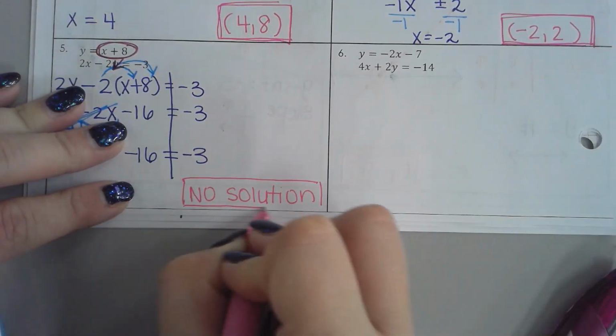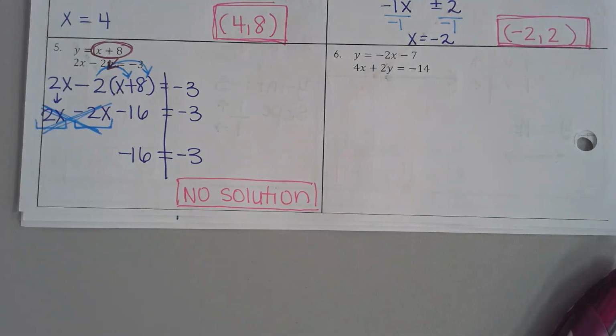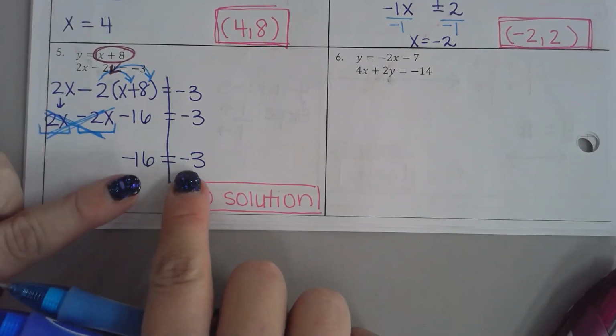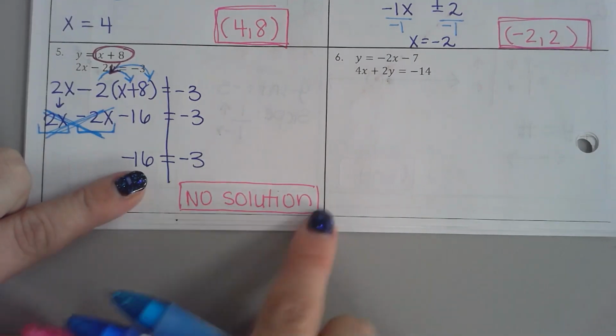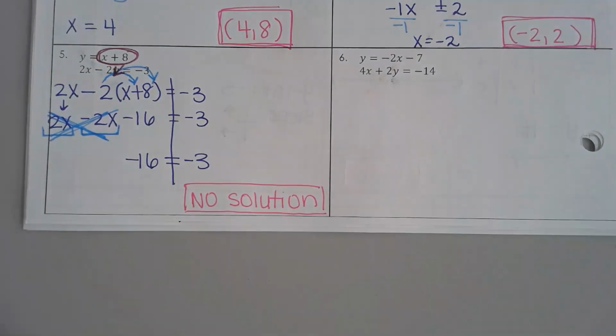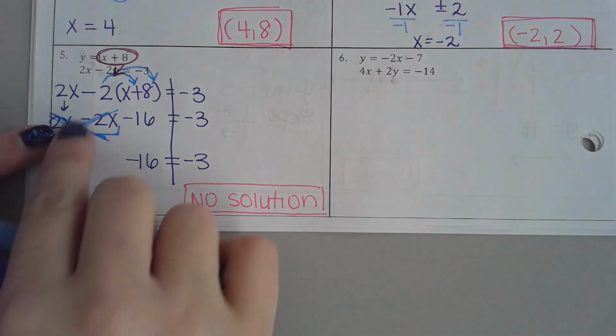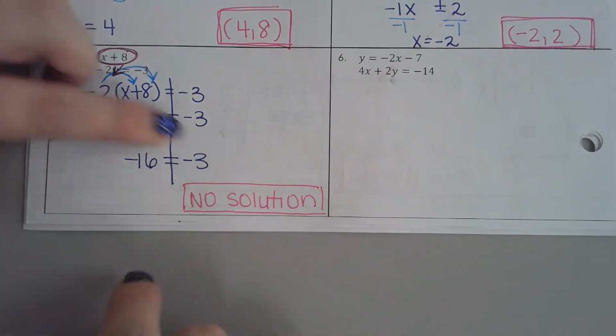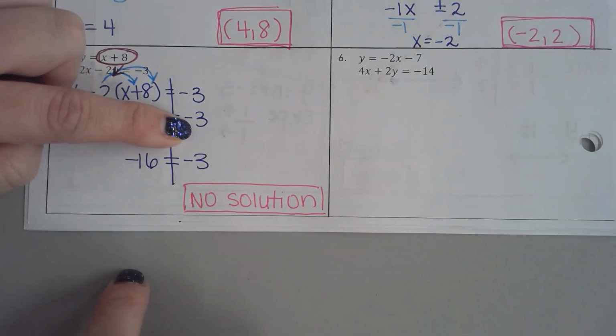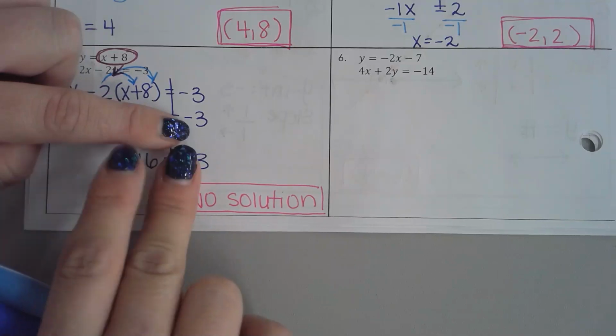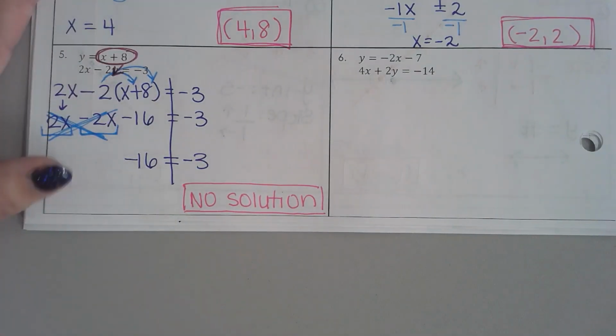So if all of your x's cancel out and you're left with two different numbers, it's no solution. If all of your x's cancel out, but let's say this was set equal to negative 16 and I had the same number, that would be infinite solutions.